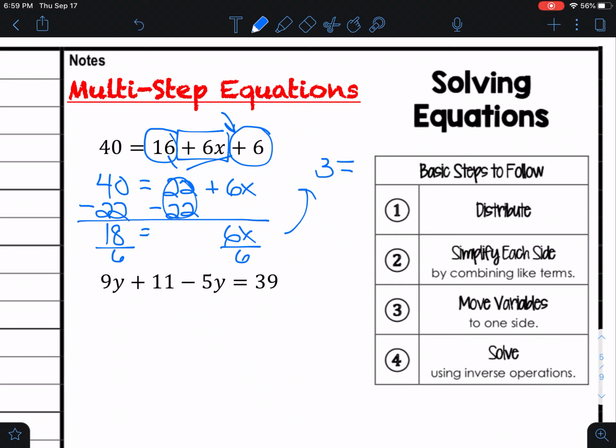Bring my equal sign down there. And then the 6's cancel here, and I'm left with 1x. They cancel because that's 1x, or just x. So my answer here would be 3 equals x. All right.